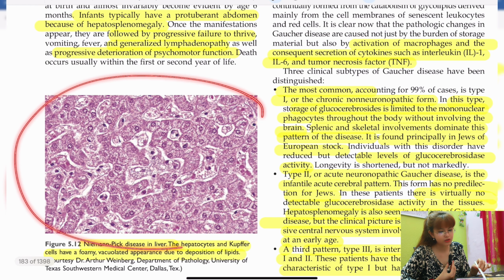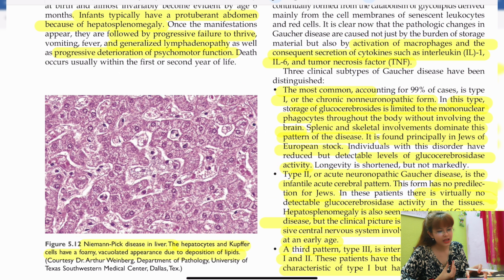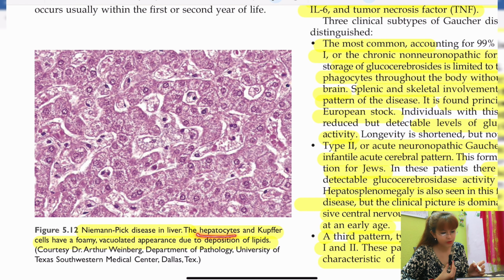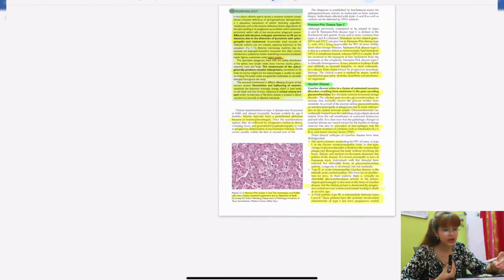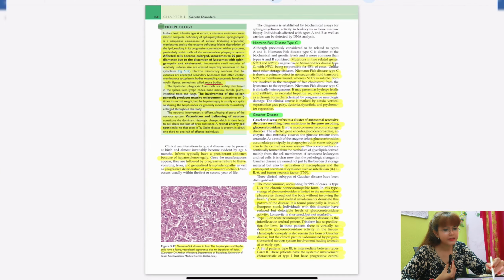You can see this is the picture of Niemann-Pick disease. You can see these liver cells, which are the hepatocytes, and the Kupffer cells. They have a foamy vacuolar appearance because of the deposition of the lipids here. Type C is not that important. Type AB is more important.